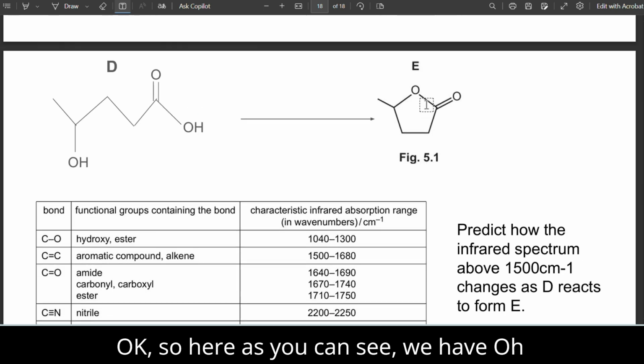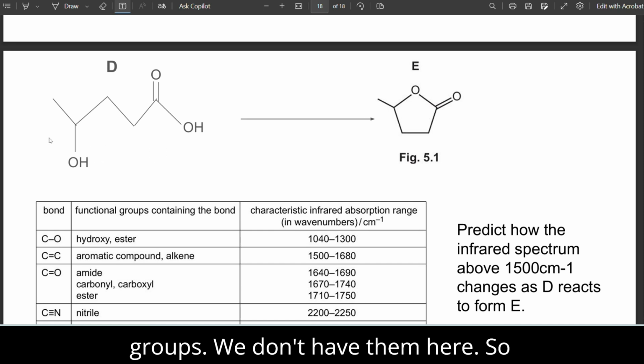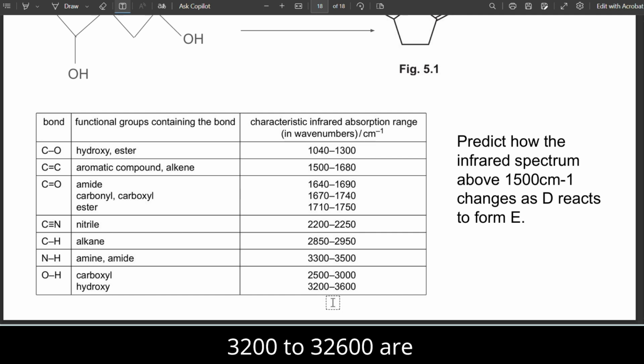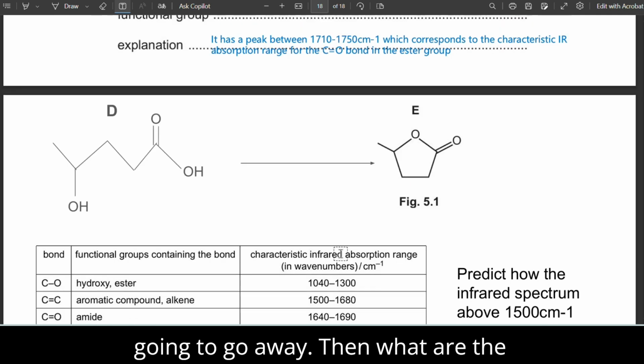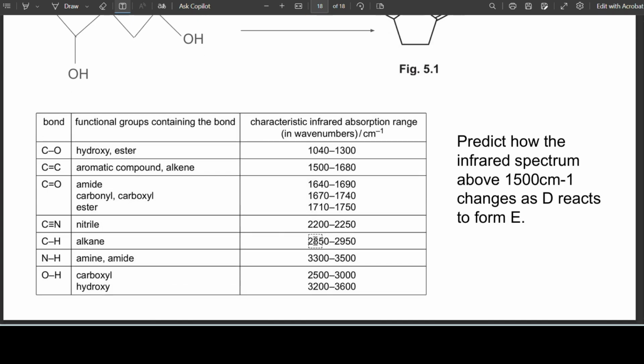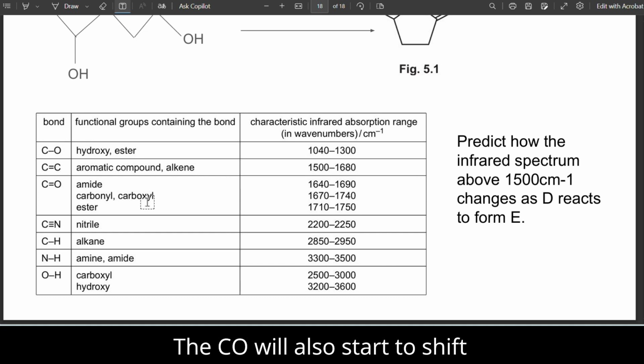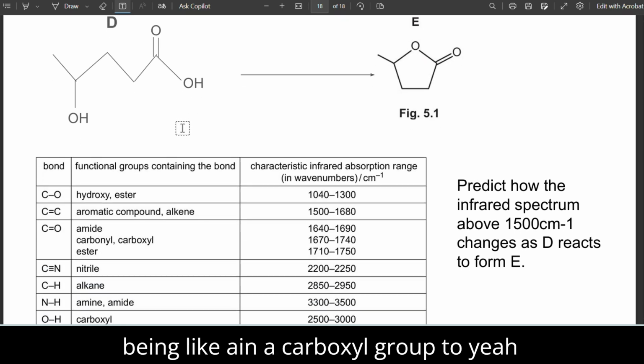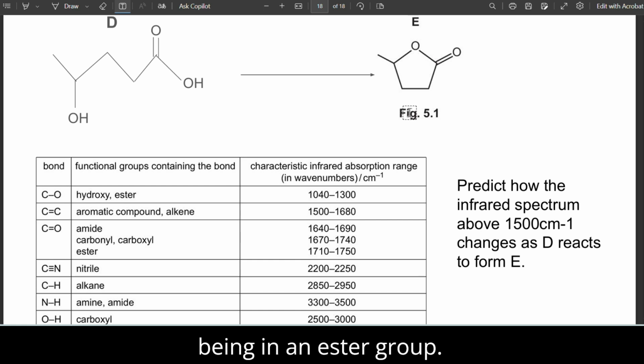Okay, so here as you can see, we have OH groups. We don't have them here. So basically the hydroxy group peak at 3200 to 3260 is going to go away. Then what other differences are we going to have? The CO will also start to shift from this range to this range. Why? Because it goes from being in a carboxyl group to being in an ester group.